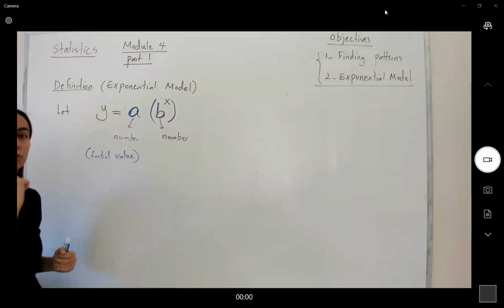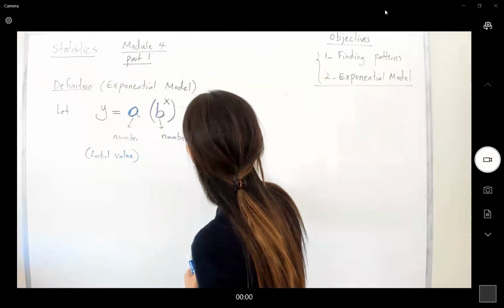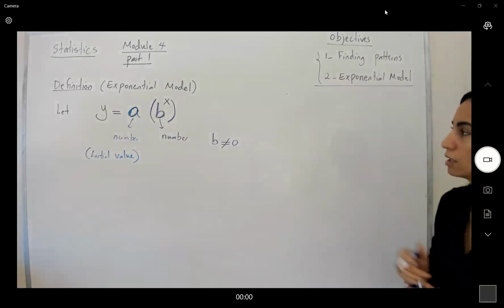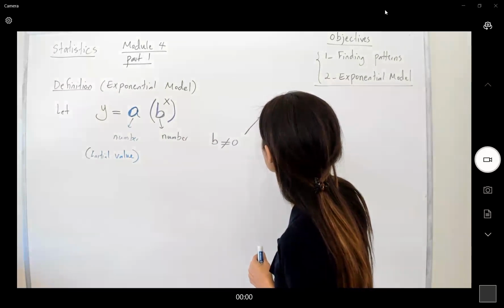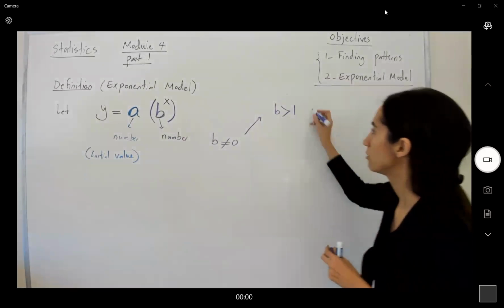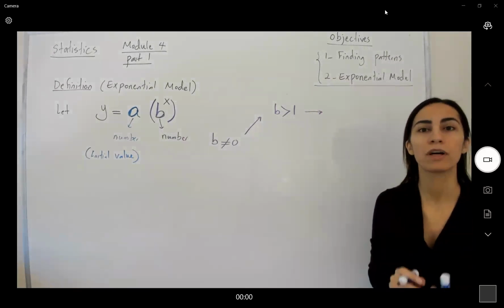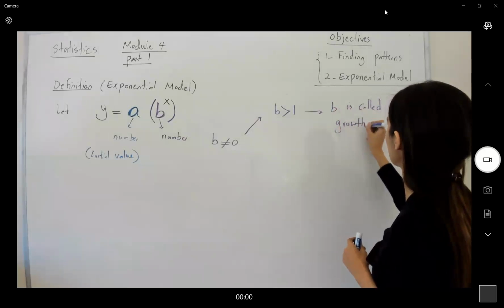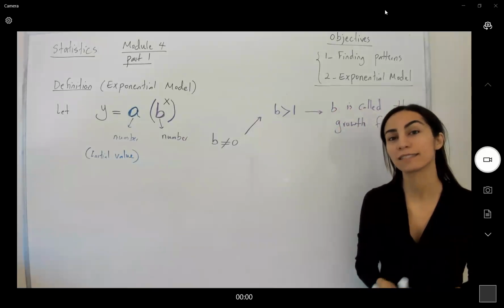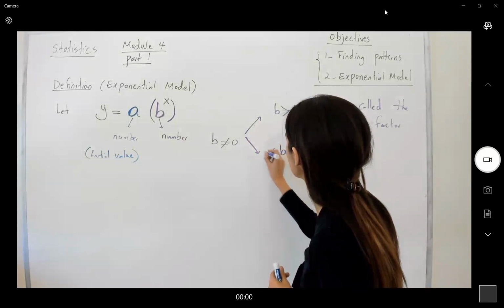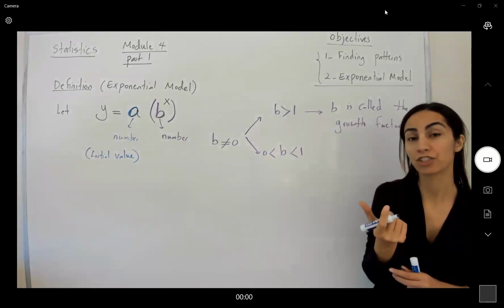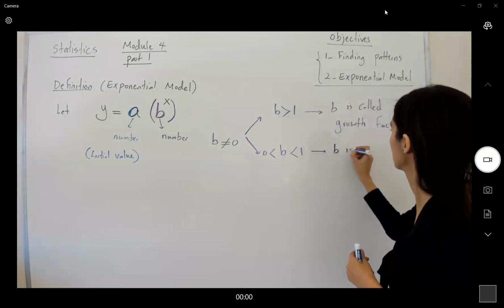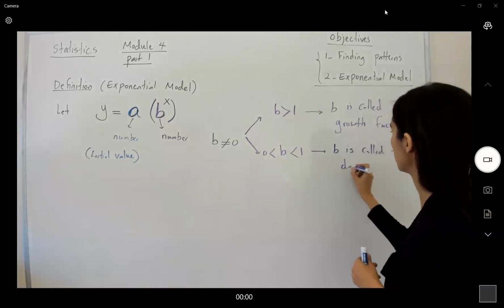However, when it comes to B, we have these situations. For B, first of all, B is not equal to 0. Very well. If B is greater than 1, we call B a growth factor. If B is sandwiched between 0 and 1, if you have a decimal number, a fraction, a small number between 0 and 1, we say that B is a decay factor. It's called the decay factor.